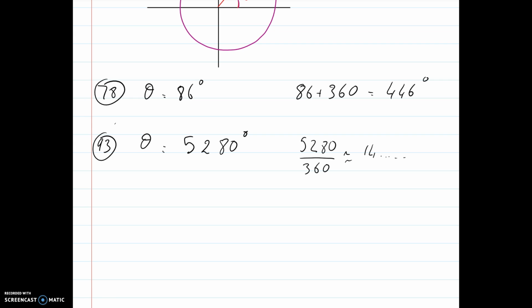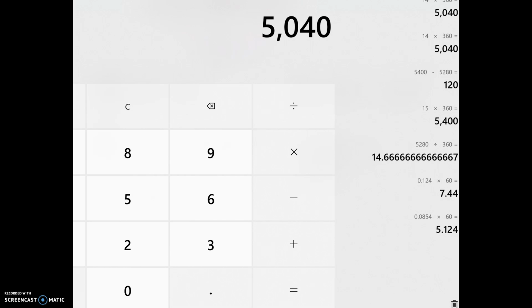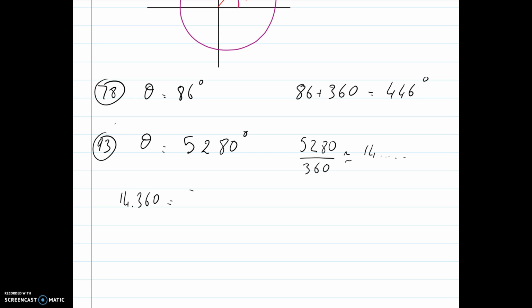360, and 14 multiplied by 360 is equal to 5,040. So 5,280 minus 5,040 is equal to 240 degrees.